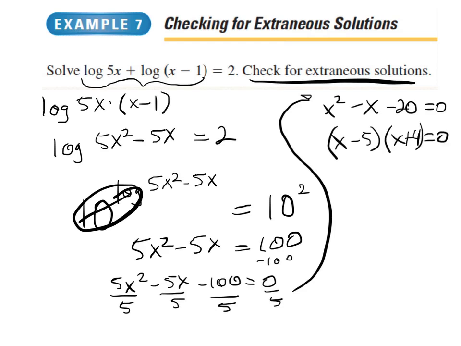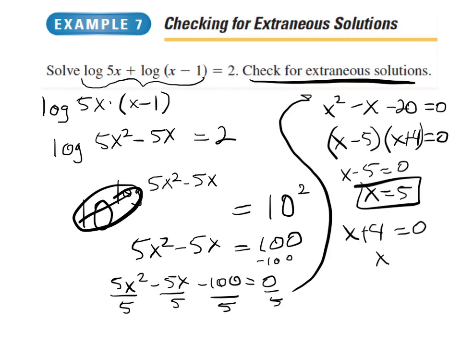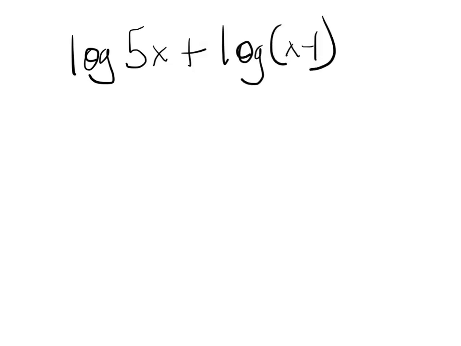Set each factor equal to 0, you get x equals 5. Set the other factor equal to 0, and x equals negative 4. Now we just need to check to make sure our solutions work. So I'm going to plot here, and our original equation was log 5x plus log x minus 1 equals 2. Okay?